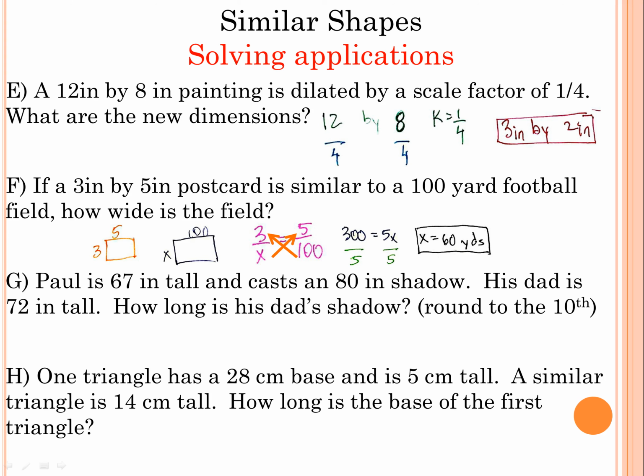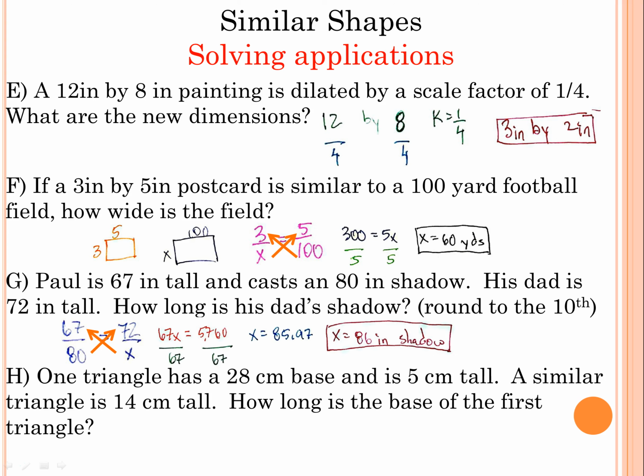Delicious. Yes, I'm back, and here we go. If you have the fraction 67 over 80, and then you have cross multiplied and divided, you do know, rounding to the nearest tenth, that Paul's dad's shadow is 86 inches long.